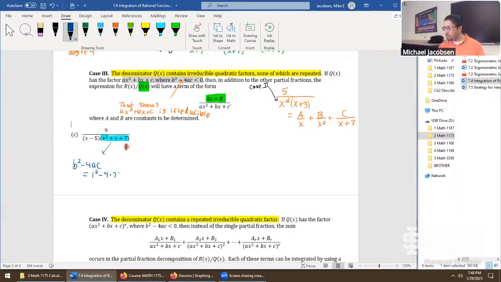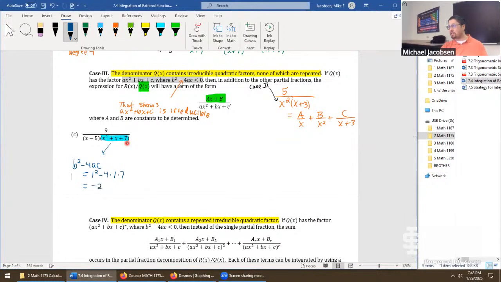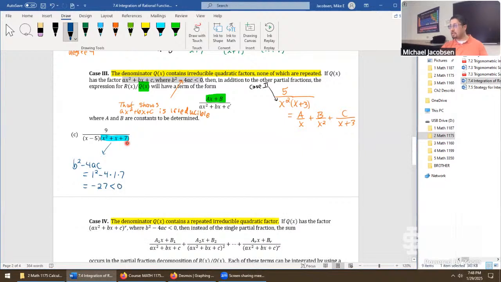And what did I just do here? Hang on, let me try again. I think I drew a 7 instead of a 1. Must have been just looking at that next element. C is a 7. There we go. And so this is just 1 minus 28 for a negative 27, less than 0. And that tells us irreducible. So because it's irreducible, we are now firmly in case 3.